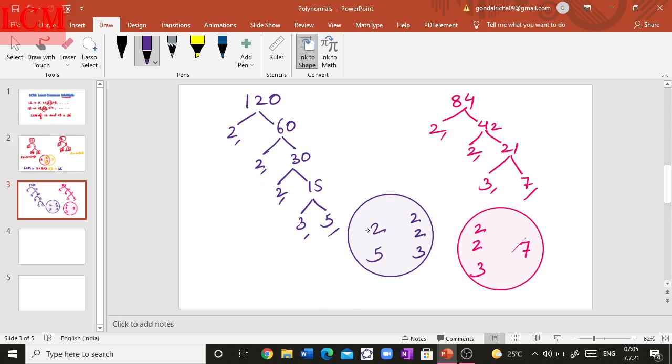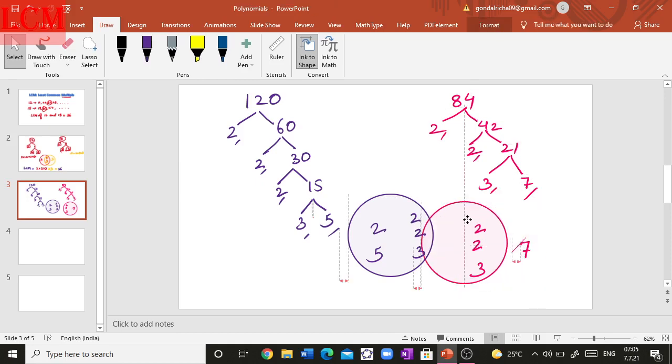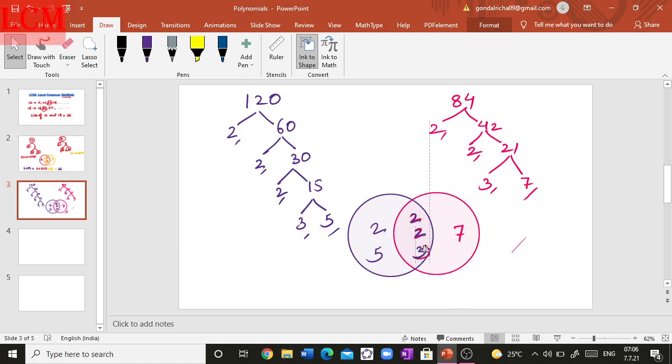Now group them. So let's see what will happen. If you want to group them, then this 7 is the individual one. This 2 will overlap the common factor. This another 2 will also overlap this. This 3 is going to overlap this.